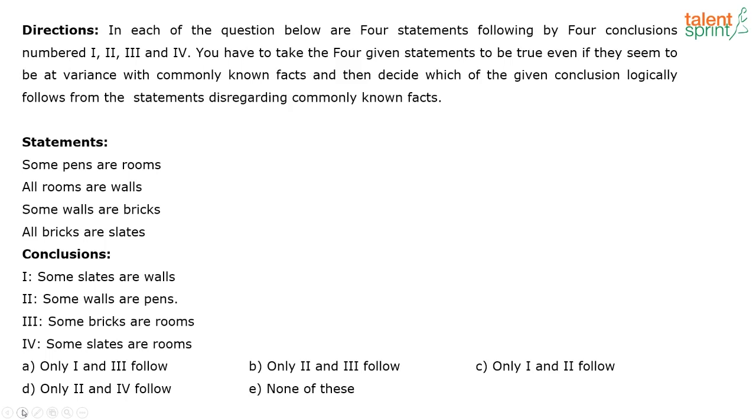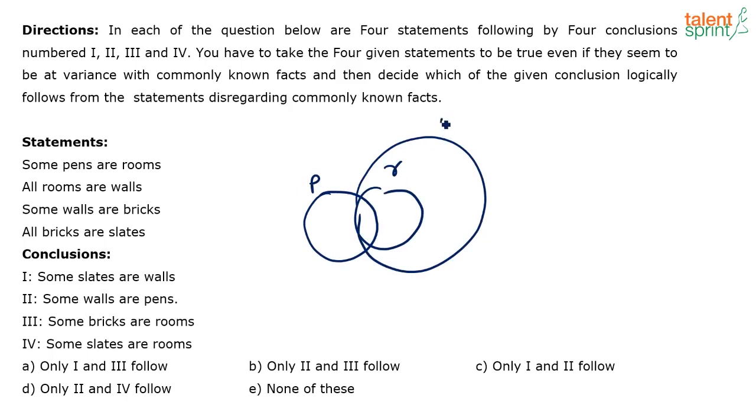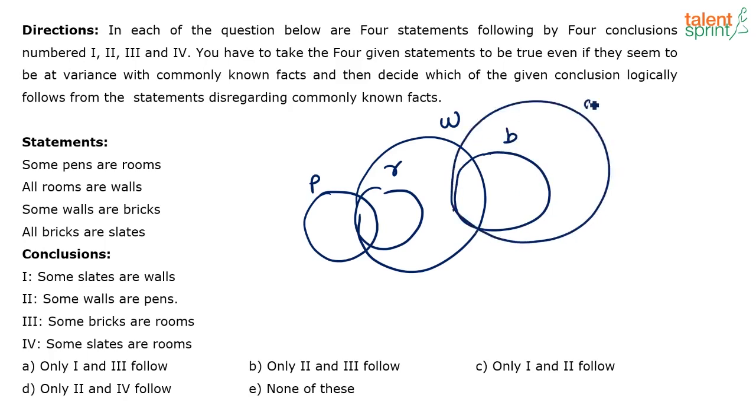Most of these questions have been asked in previous papers as well. See what is given here. Some pens are rooms. All rooms are walls. Some walls are bricks. All bricks are slates. Correct? So these are the given statements. Now the first conclusion says some slates are walls. Yes, that is true. Some walls are pens. That also seems to be true.